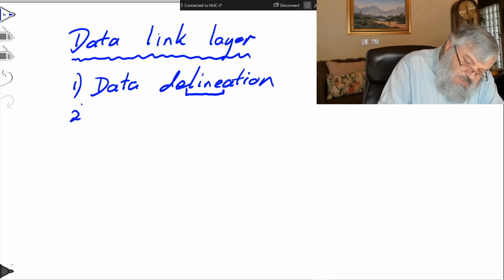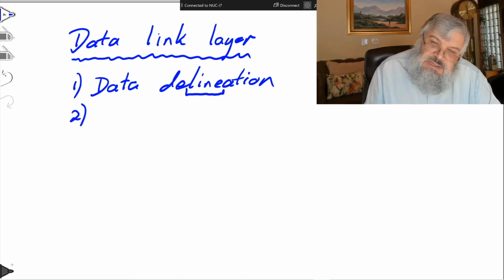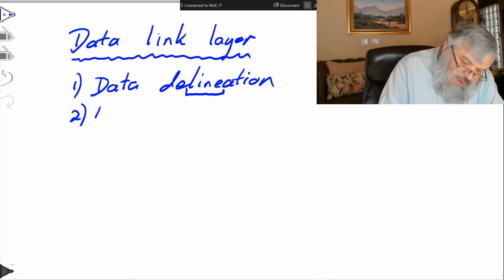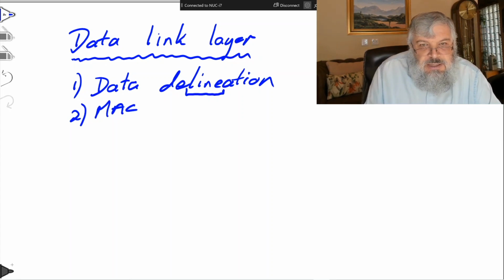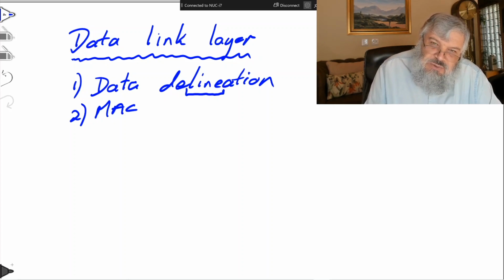The second aspect is that of media access control. I'm going to abbreviate it with a rather well-known abbreviation for that. And the question that media access control poses is who is allowed to use the medium? Who is allowed to put data on the physical layer?